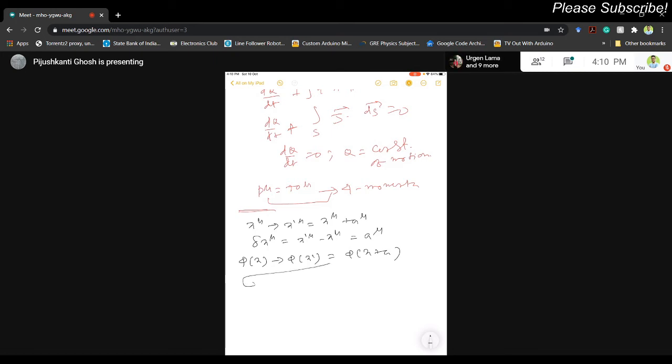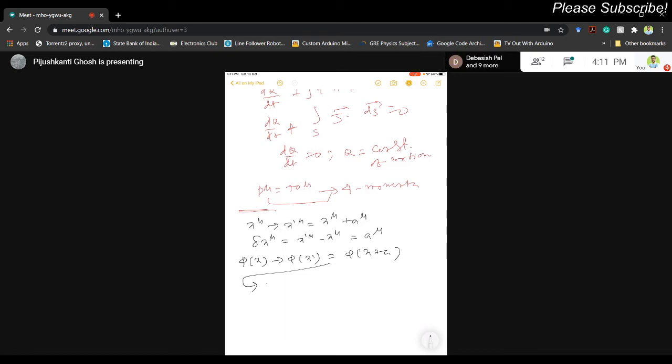Now, the right hand side, what I will do, you are familiar with this kind of calculation. What will I do next? Taylor expansion. Okay, so you know Taylor expansion.